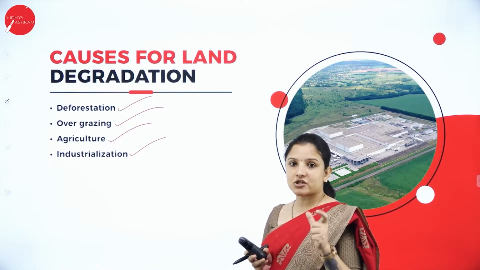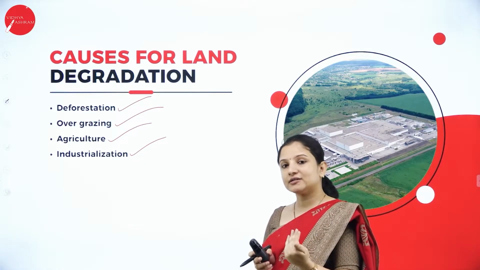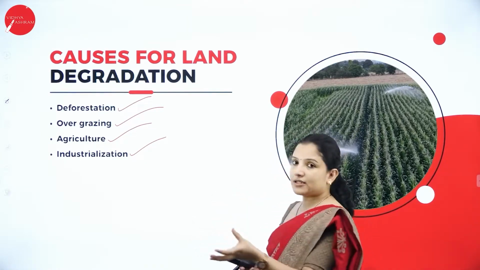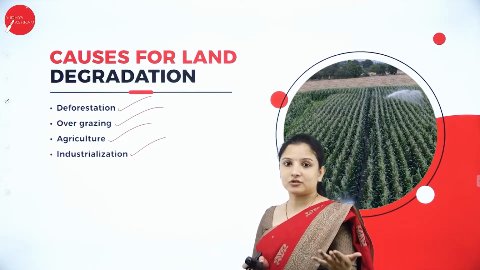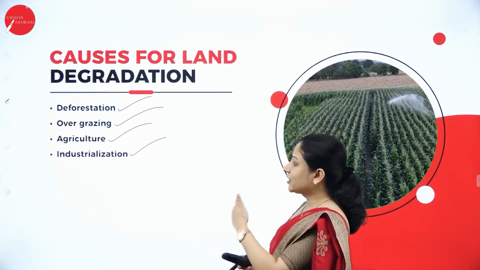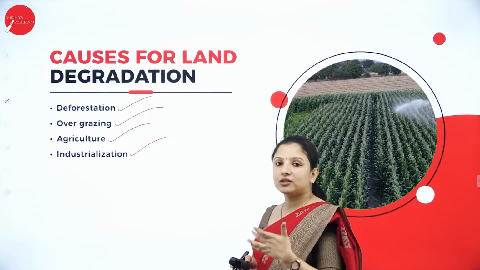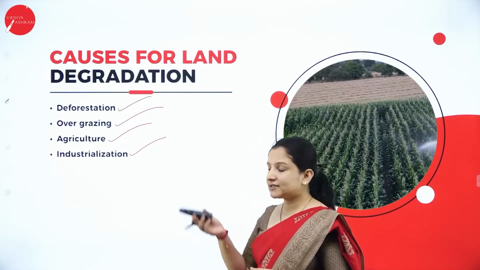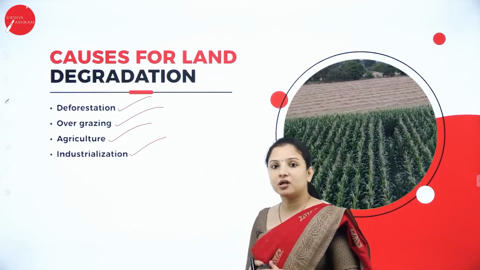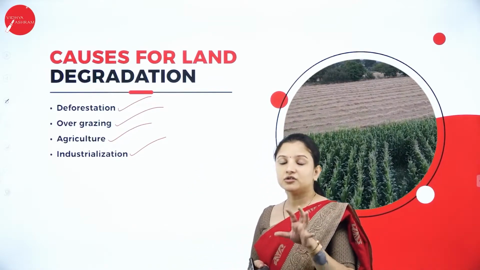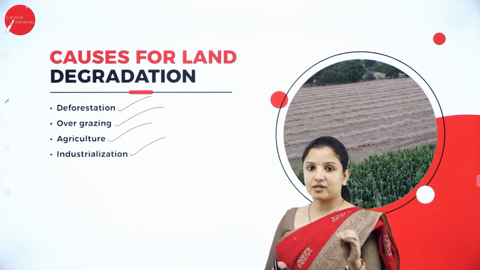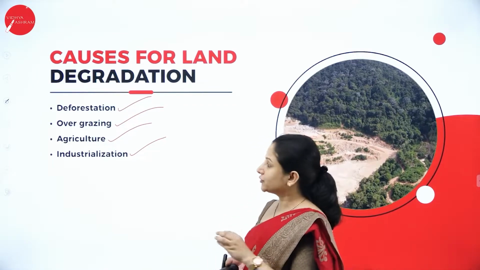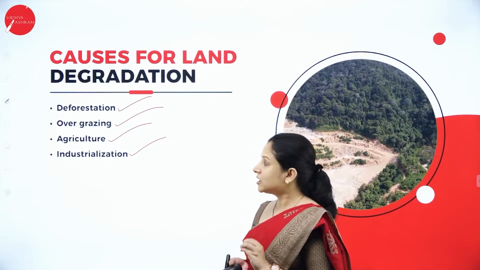So deforestation is one of the causes. Under deforestation, how exactly does land degradation occur? How exactly does overgrazing cause land degradation? Agriculture, industrialization, how do these cause land degradation? Talking about deforestation, we'll study deforestation in particular in the coming session, because you have a topic in the syllabus wherein they have mentioned the causes and impacts of deforestation. So there we will study about this in detail.